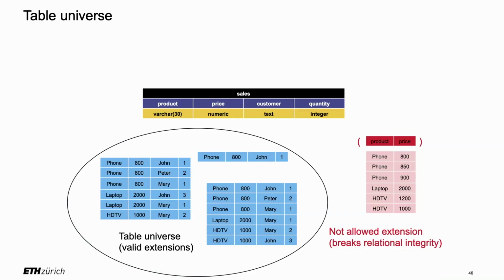For example, if you're considering the relational integrity, the table that you see on the right is not part of my table universe, the one that I considered with my schema. Why? Because my schema specifies 4 columns, but what I have on the right only has 2 columns. So it's not part of my extension. It's not allowed. PostgreSQL will not let you have that.